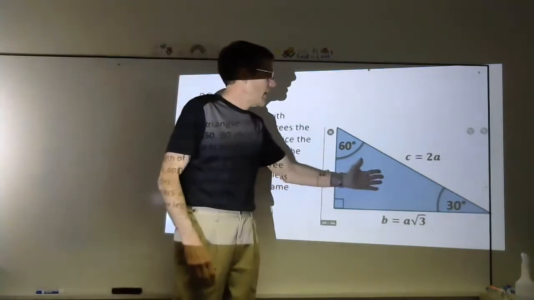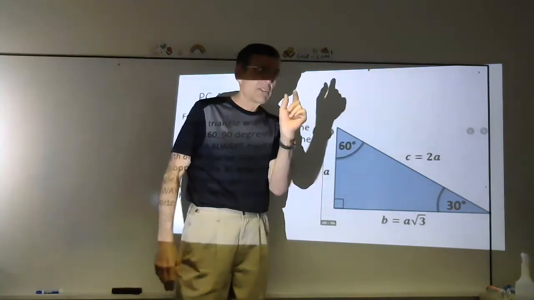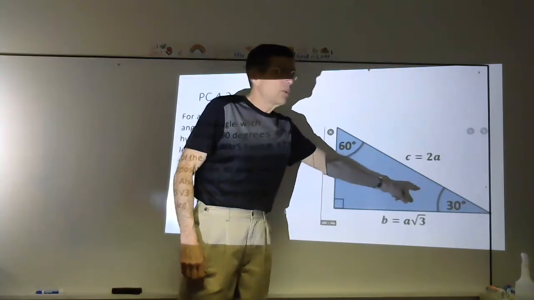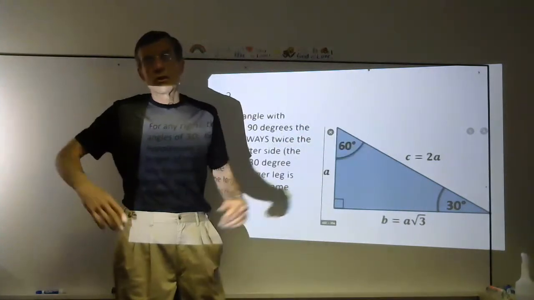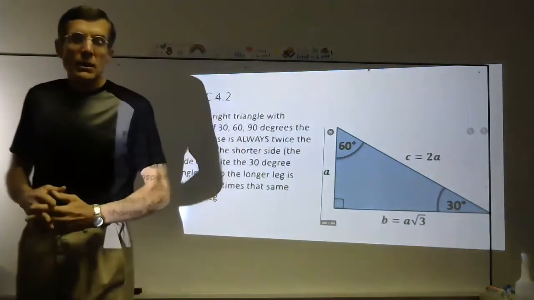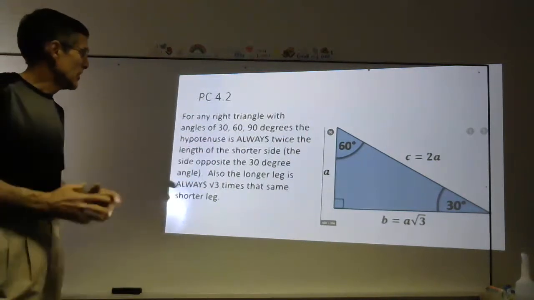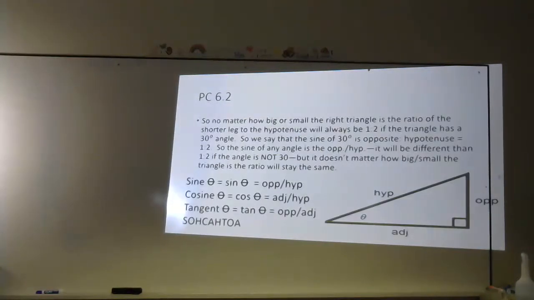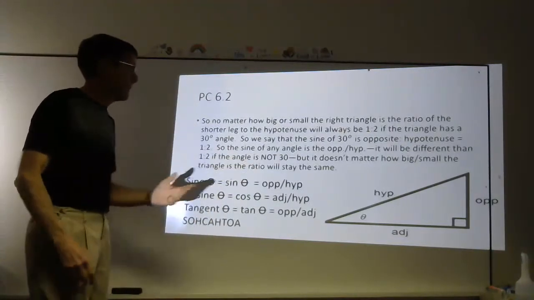In other words, I can make this triangle as big or as small as I want. I can have it so small it would take a microscope to see it. But as long as that angle is 30 in the corner, the hypotenuse will always be twice the length. I can make the triangle as big as I want, and as long as there's a 30 in that corner, we know that the hypotenuse is always twice the opposite side, okay? The beauty of that is, it doesn't matter how big or small, the ratio will always stay the same.